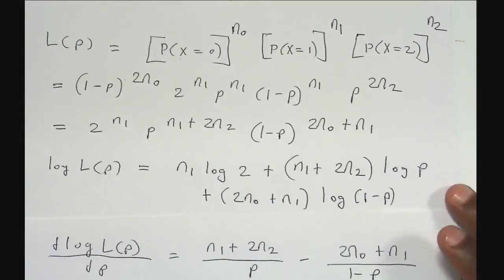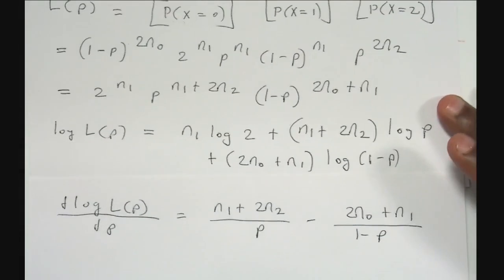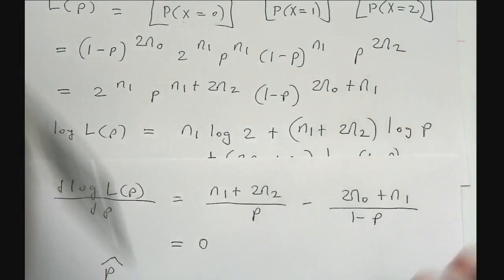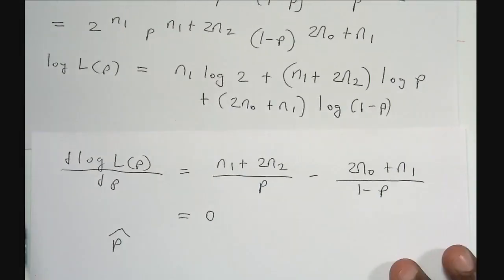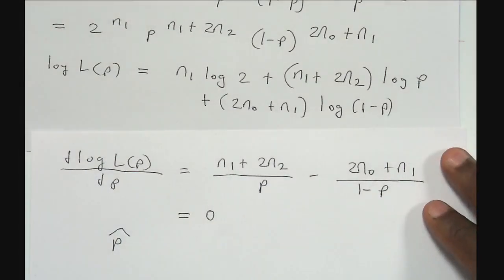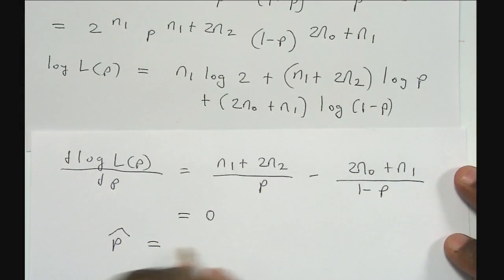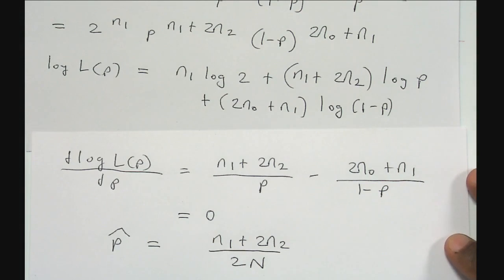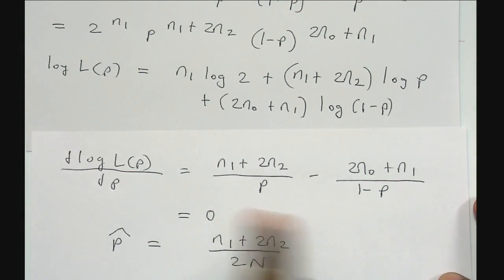Oh, can you see this, guys? No. All right, this is the derivative with respect to p. Set this to 0 and solve for p. You get the following. You get n1 plus 2n2 divided by 2 capital N. All right, this will be the solution of this equation, guys.